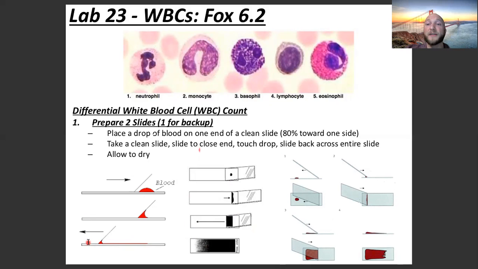This is really satisfying, and I wish we could do it. Students always have a ton of fun doing the blood smear on the slide.